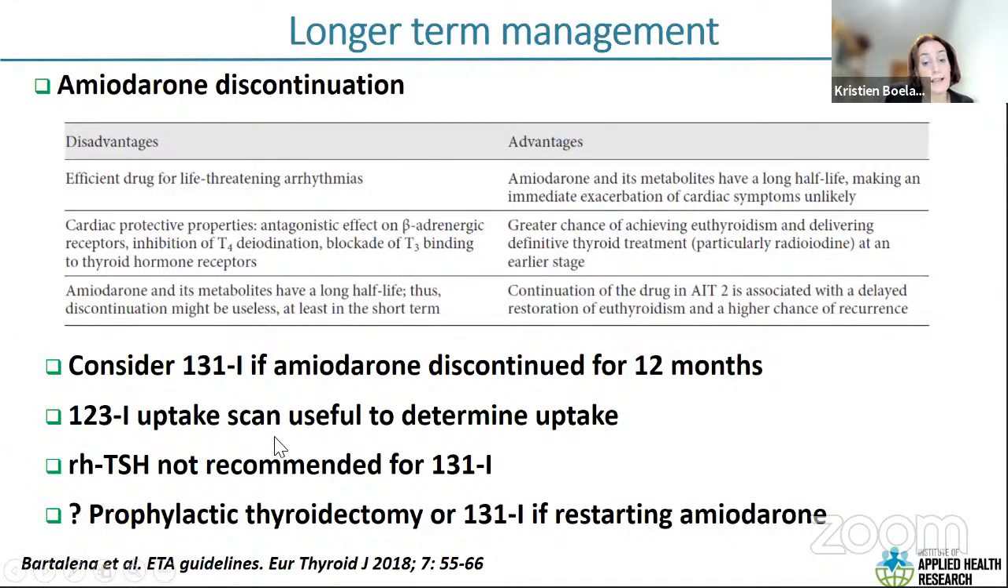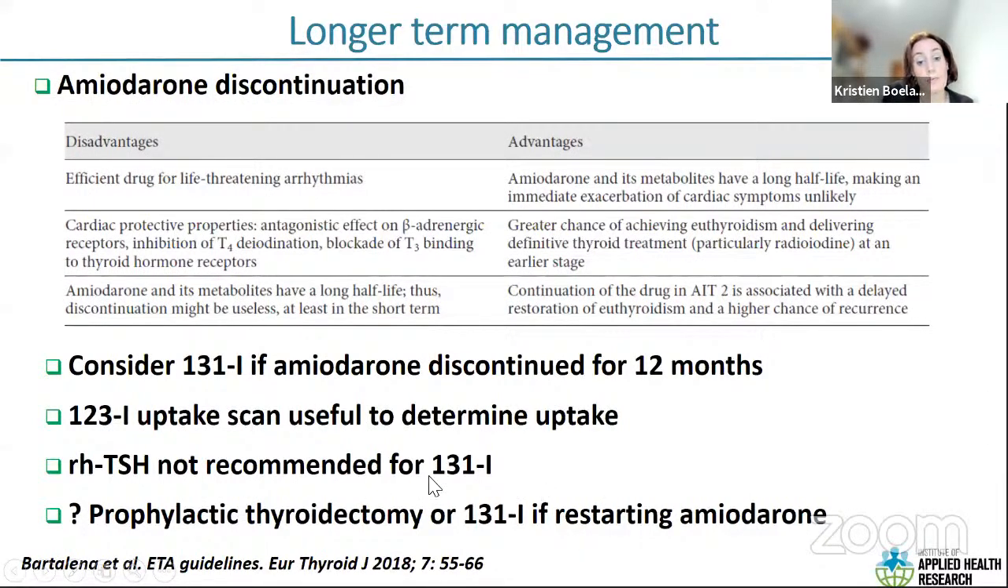An I-123 scan is useful to determine uptake, especially, so if a patient has, for example, had type 1 amiodarone-induced thyrotoxicosis, they're considering having radioactive iodine. So if they've stopped amiodarone for 12 months, then I do this uptake scan. If there is uptake in the thyroid gland, then I will recommend that we treat with radioactive iodine.